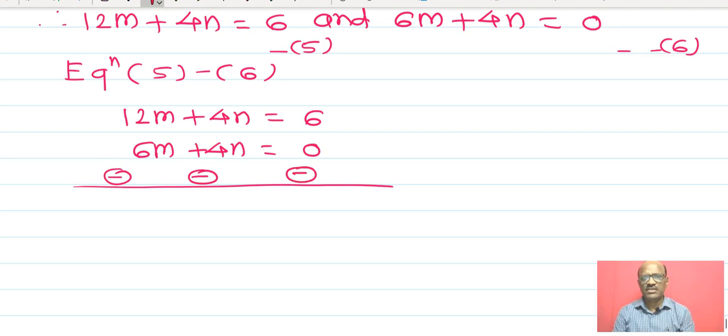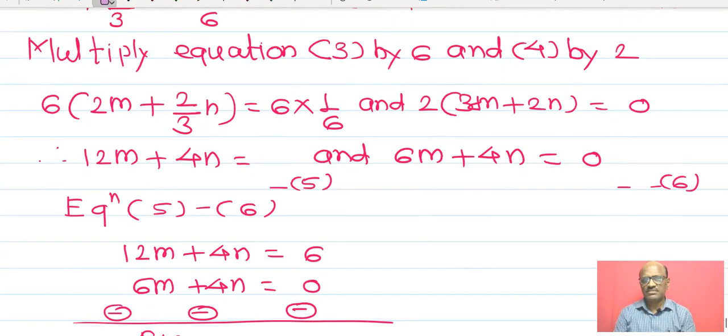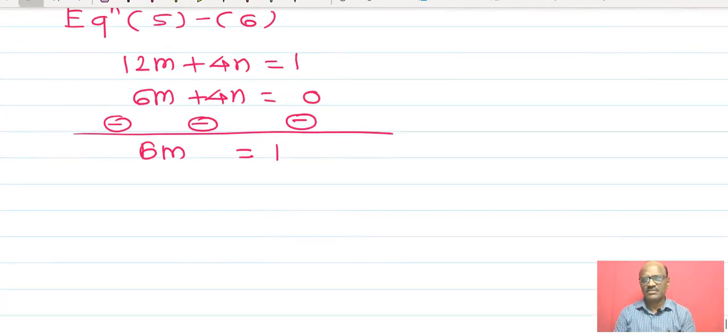Subtraction, we change the sign. For subtraction करताना sign बदलतो. Therefore, it is 6m is equals to 1. So 6m is equals to 1. Therefore, m is equals to 1 upon 6.